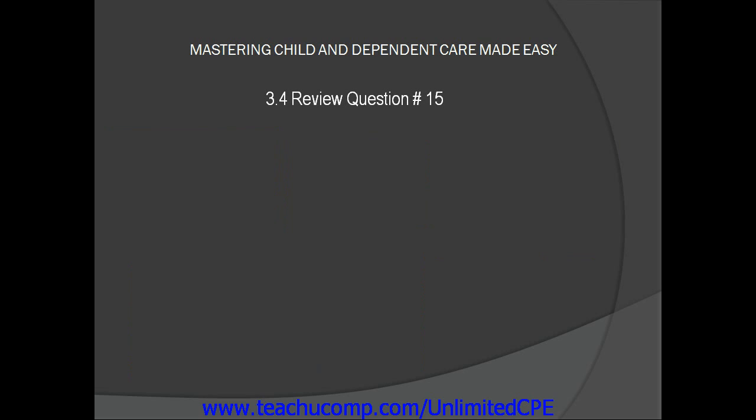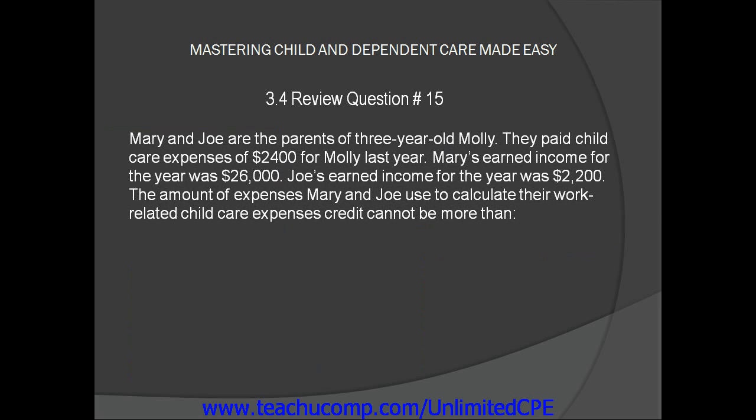Now let's take a look at review question number 15. Mary and Joe are the parents of 3-year-old Molly. They paid child care expenses of $2,400 for Molly last year. Mary's earned income for the year was $26,000. Joe's earned income for the year was $2,200.